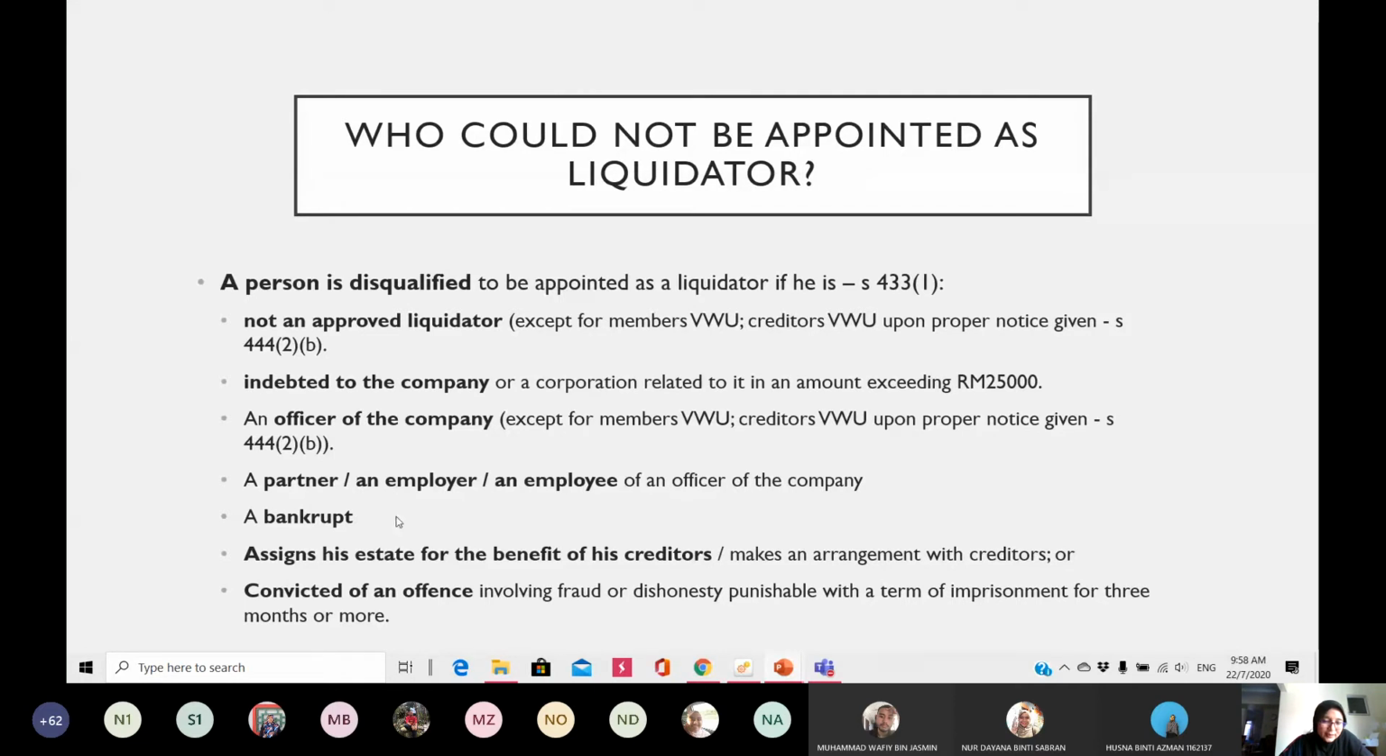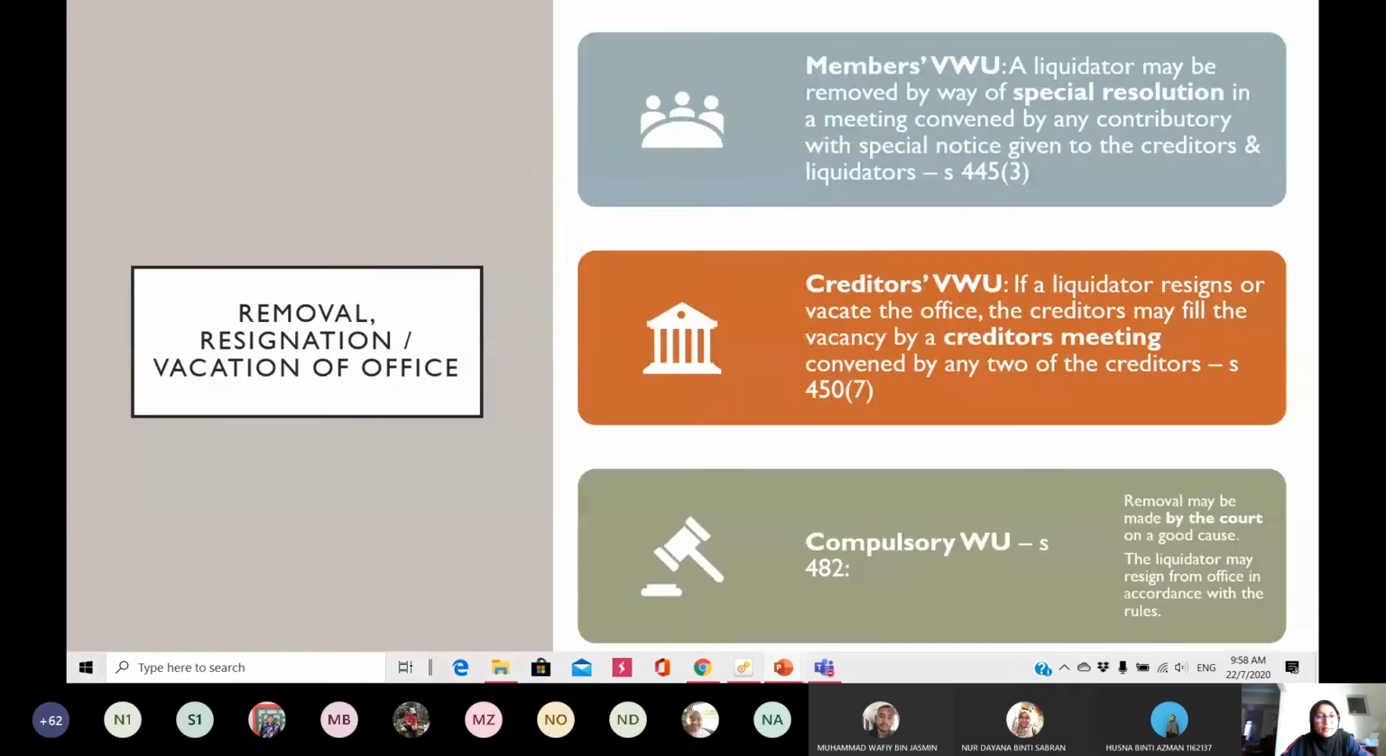A person who is adjudged bankrupt, a person who assigned his estate for the benefit of his creditors. Contohnya orang yang mungkin contributory ataupun members of the company tu cannot be liquidator. Okay, and then a person who is convicted of an offence involving fraud or dishonesty could not also be appointed as the liquidator. Okay, so that is about liquidator.